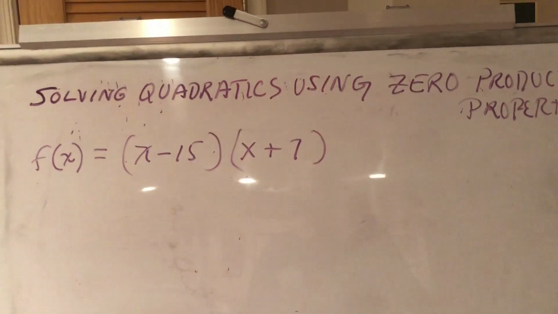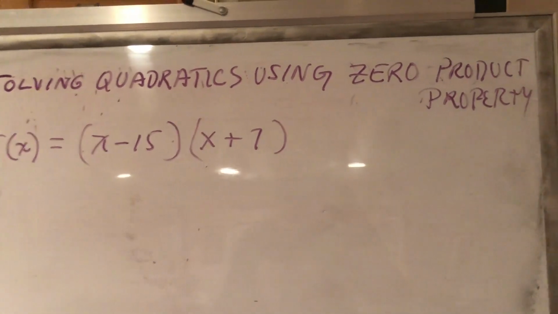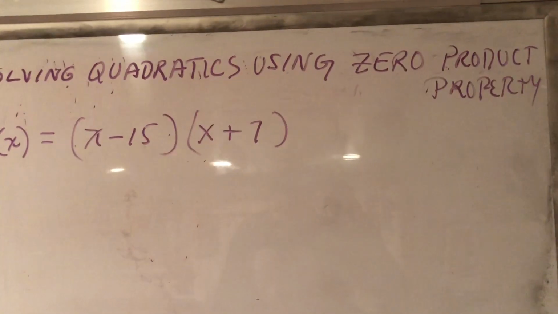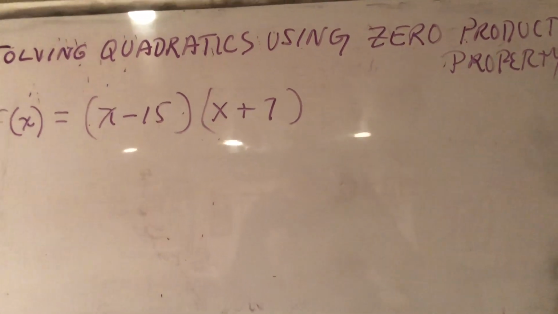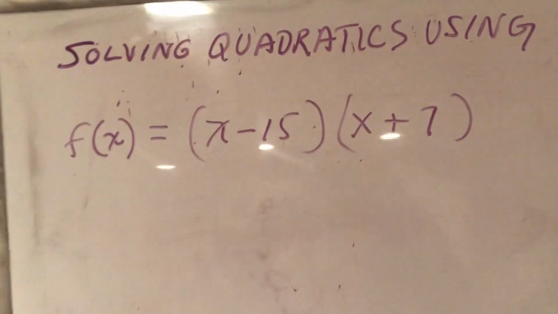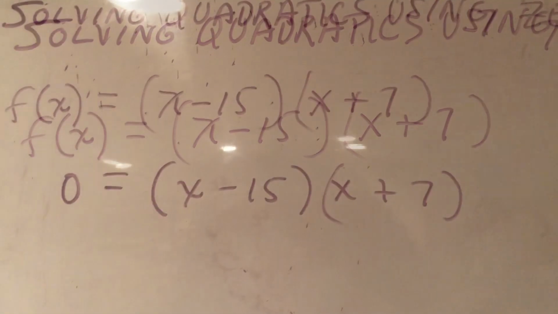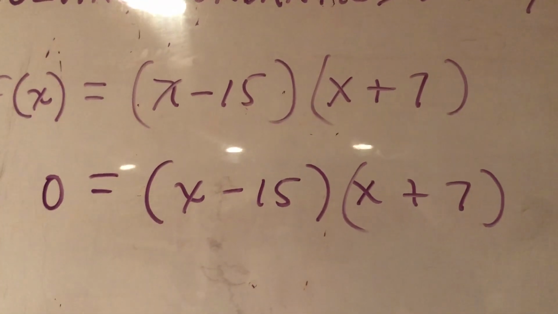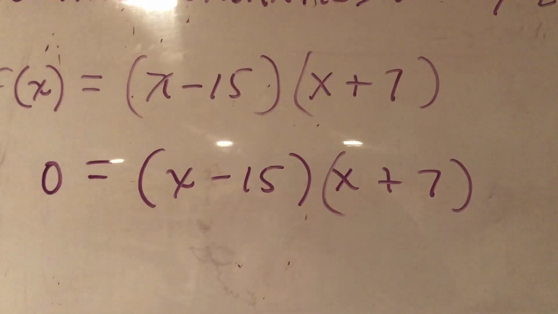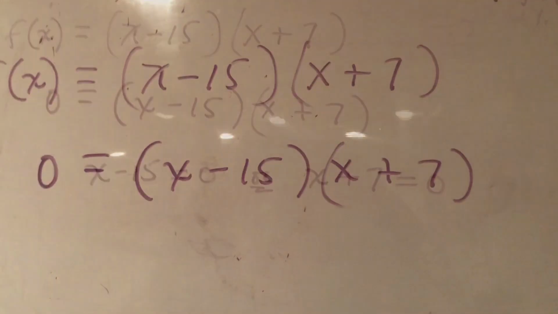Here we go. All right, so once again, using my fancy whiteboard, we're going to be solving quadratics using what's called the zero product property. Try to say that fast. Anyway, we're going to start with this equation, so stop the video and write this down. All right, so first we change the function of x to be 0, set it equal to the two quantities x minus 15 and x plus 7.